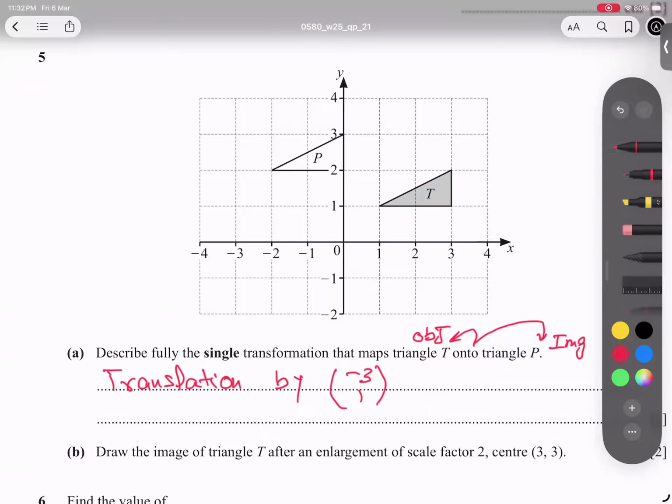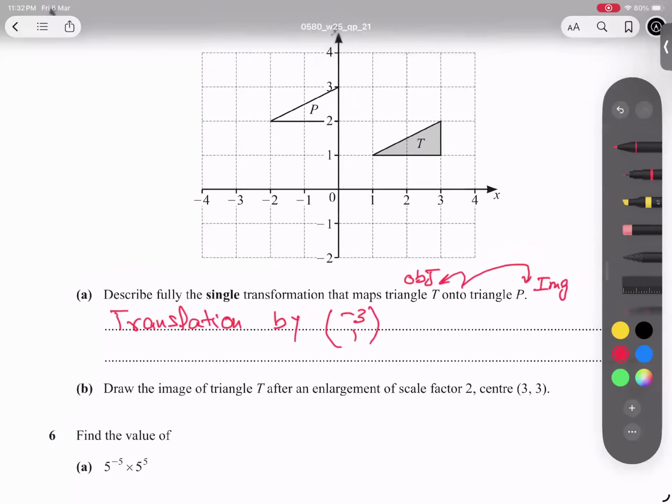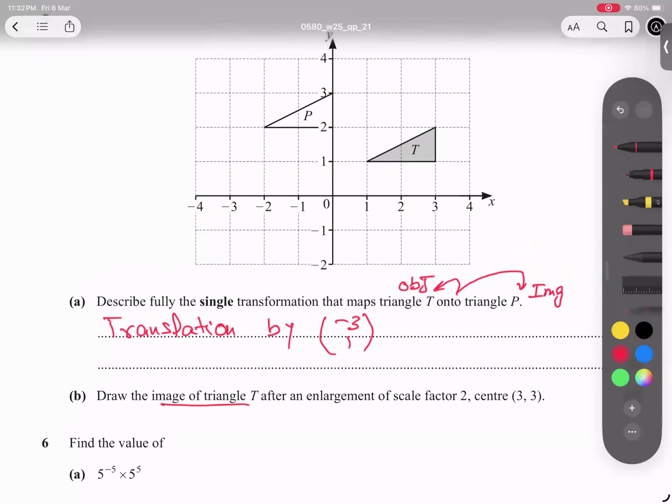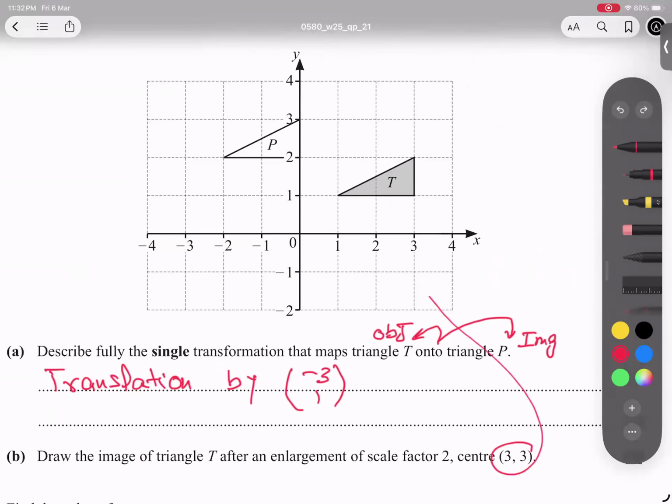And let's talk about the next one. What is he saying here? Image of the triangle T after enlargement, scale factor 2, center (3, 3). Where is center (3, 3)? It is here. So this is the center. Count 1, 2, 3, 1, 2, 3. So he's saying we have to find the image of triangle T after enlargement of scale factor 2, okay, double. It means double-time enlargement. And what's the way to do it? I label this point as A, this point as B, and this point as C. So triangle ABC.